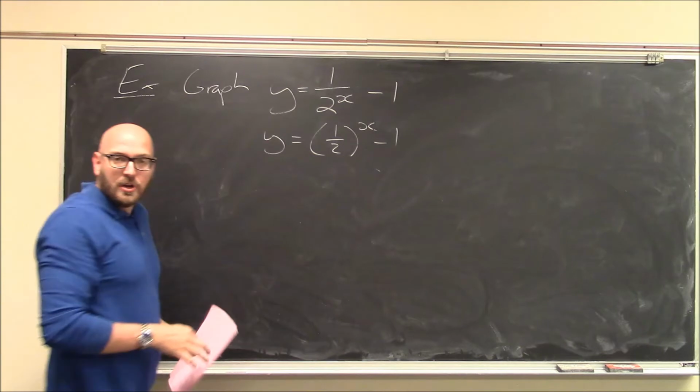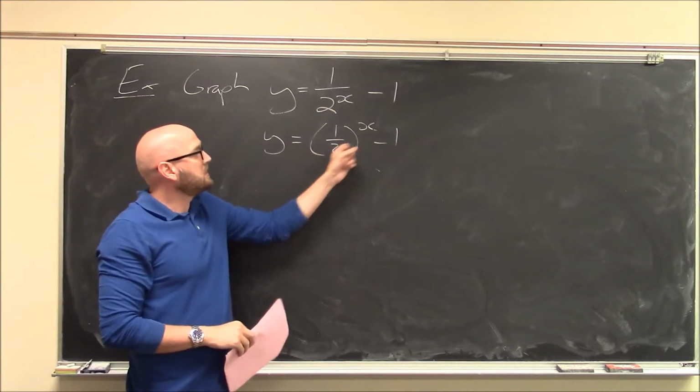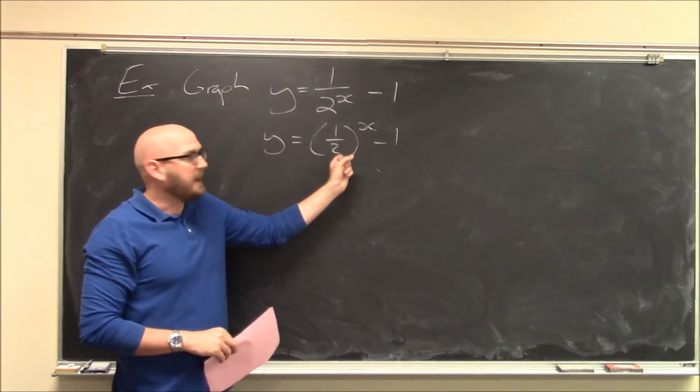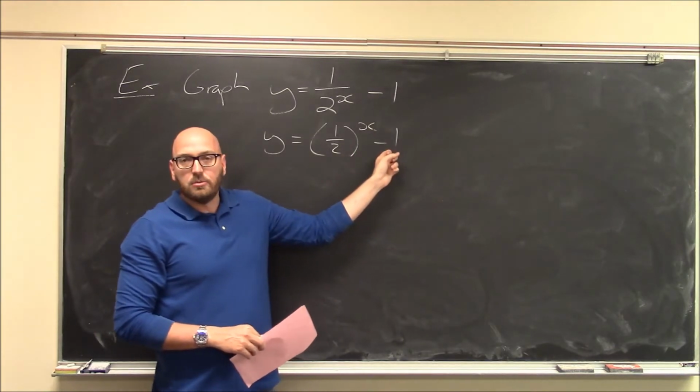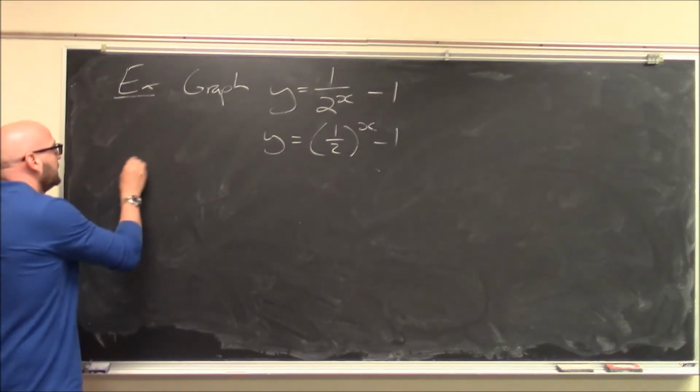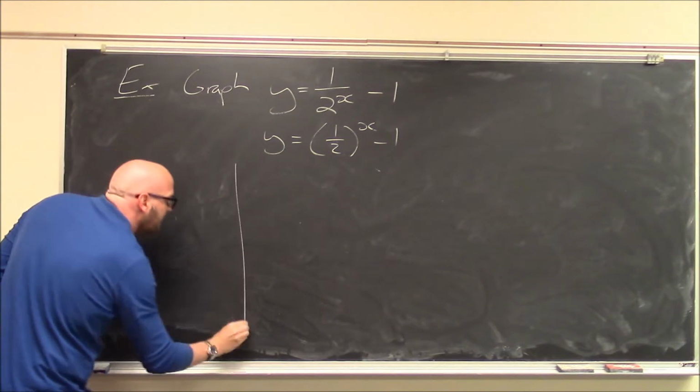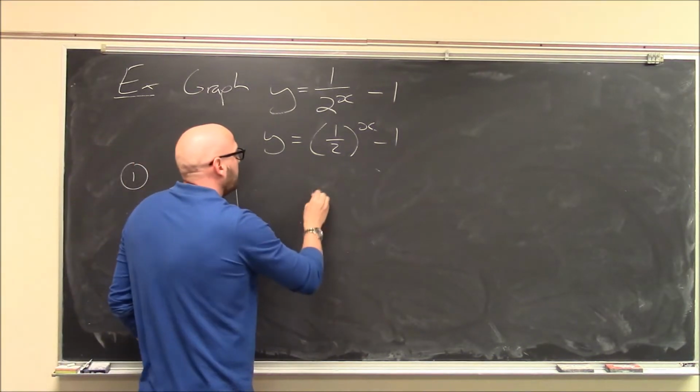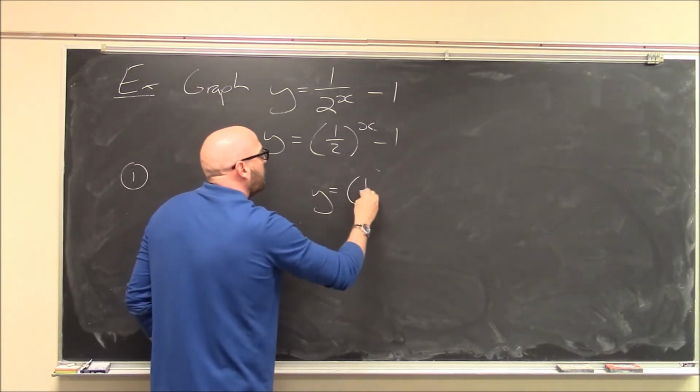So that's really what I'm trying to graph, and you'll notice here, this is an exponential function. This is an exponential function with base 1/2, and all I've done to it is I've subtracted 1. So I'm going to go through this in 2 steps. One is I'm going to graph this exponential function, 1/2 to the x.